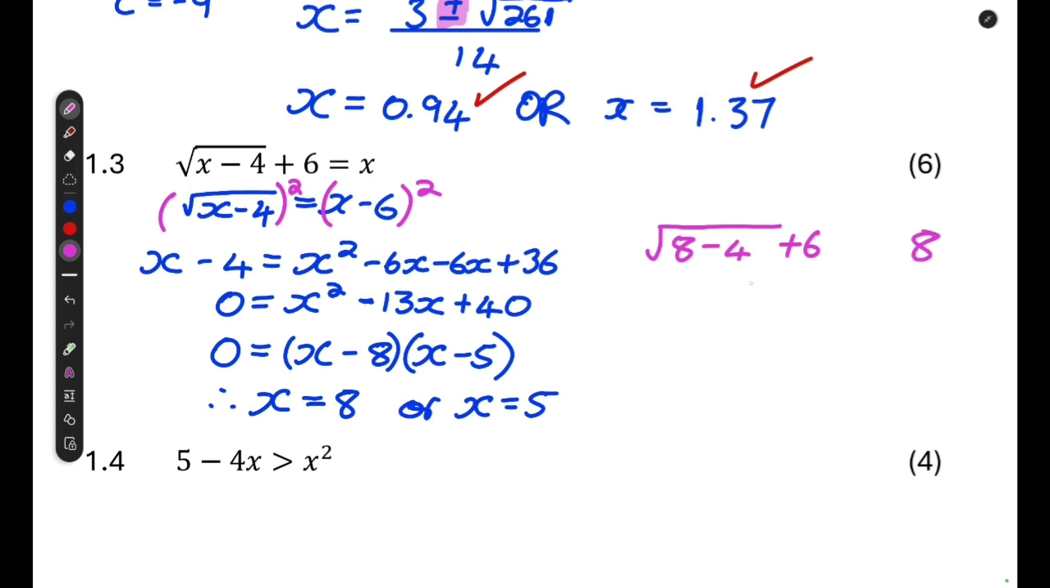Okay, so 8 minus 4 is just 4, so the square root of 4 plus 6, that is 2 plus 6, and that is indeed equal to 8. So that one works. I can underline it, and they know that's my answer.